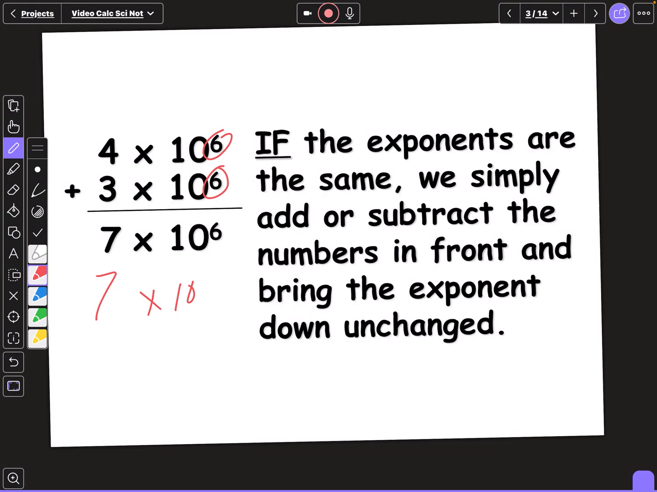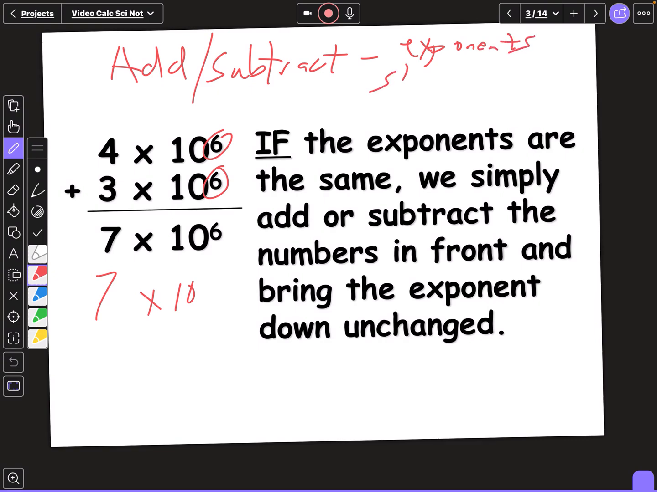All right, so you might want to write that down somewhere. When we add or subtract, the exponents stay the same. We don't add those or subtract them. So that'd be 7 times 10 to the 6th power.